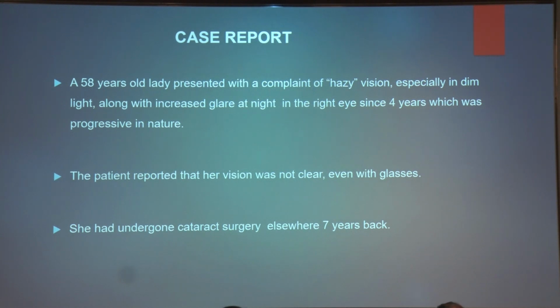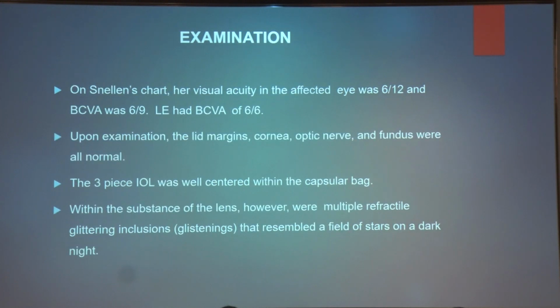A 58-year-old lady presented with the complaint of hazy vision, especially in dim light, along with increased glare at night in the right eye since 4 years, which was progressive in nature. The patient reported that her vision was not clear even with glasses. She had undergone cataract surgery elsewhere 7 years back. On examination, her best visual acuity in the right eye was 6/12, which was best corrected to 6/9, and in the left eye, she had best corrected visual acuity of 6/6.